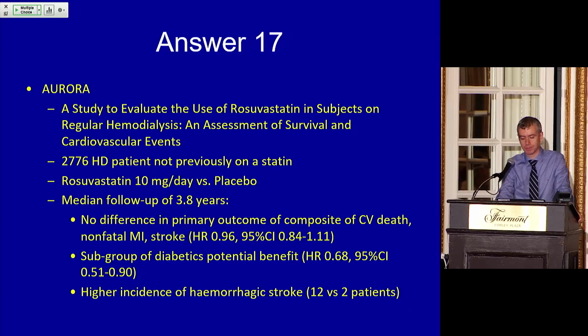It was a subgroup analysis. The Aurora study randomized almost 3,000 patients who were not previously on a statin to rosuvastatin 10 milligrams a day versus placebo. Again, this was a relatively long study, median follow-up of 3.8 years, but again, no difference in the primary outcome of the composite of cardiovascular death, non-fatal MI, or stroke. Here again, in a subgroup analysis, there was a potential benefit for patients with diabetes, but again, this was a subgroup analysis, not powered for this as a primary outcome. And again, there was a higher incidence of hemorrhagic stroke in this study, albeit very small numbers, 12 patients versus 2 patients.